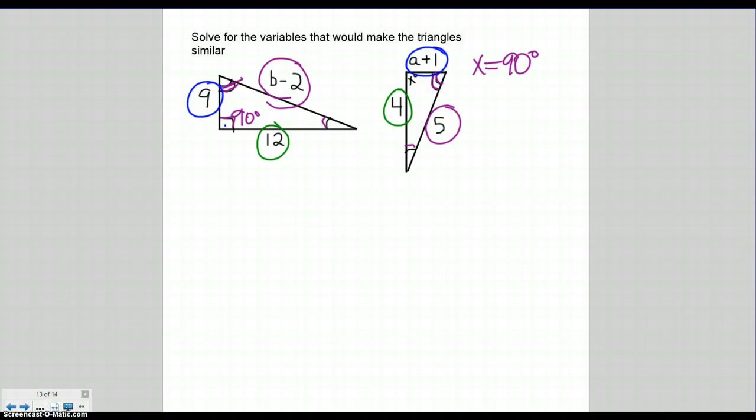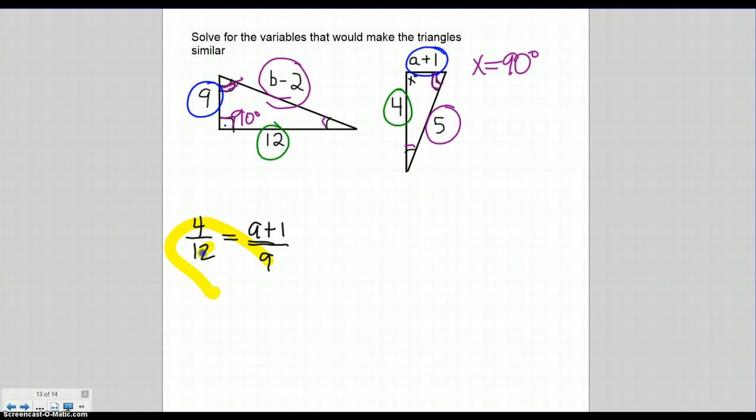Well, we know that 4 divided by 12 is what we're going to use as the standard, because that's what we're given. We don't have any variables with the 4 and the 12. So 4 over 12 is going to be equal to, well, my 12 corresponds to the 9. The 4 corresponds to the a plus 1. So because I have 4 on top, I'm going to have to do a plus 1 on top, because that is on the same triangle as the 4. Same thing with 12. 9 is on the same triangle.